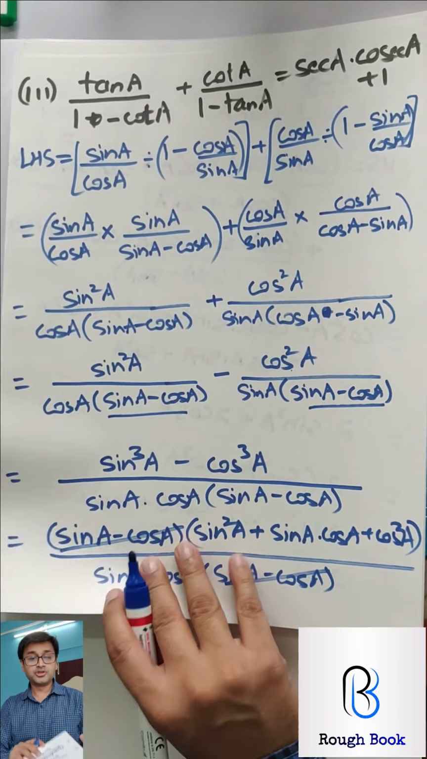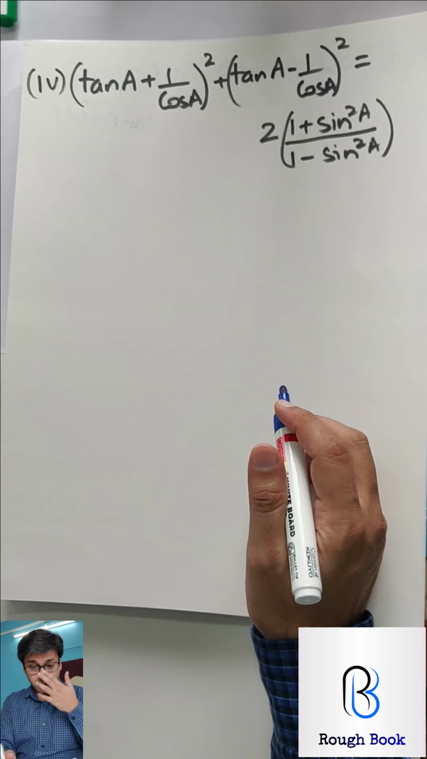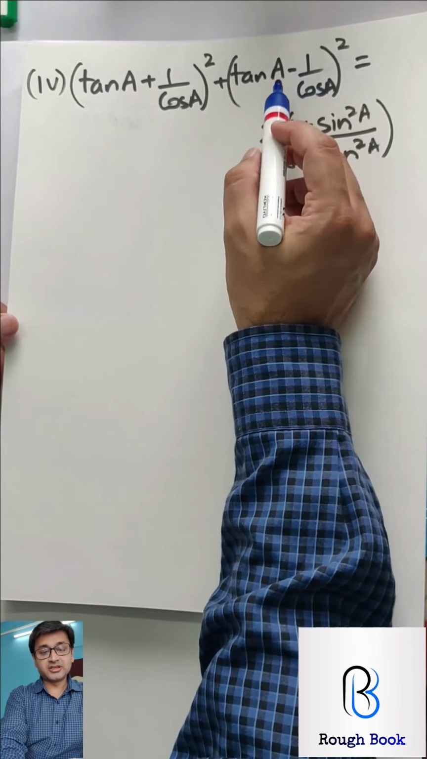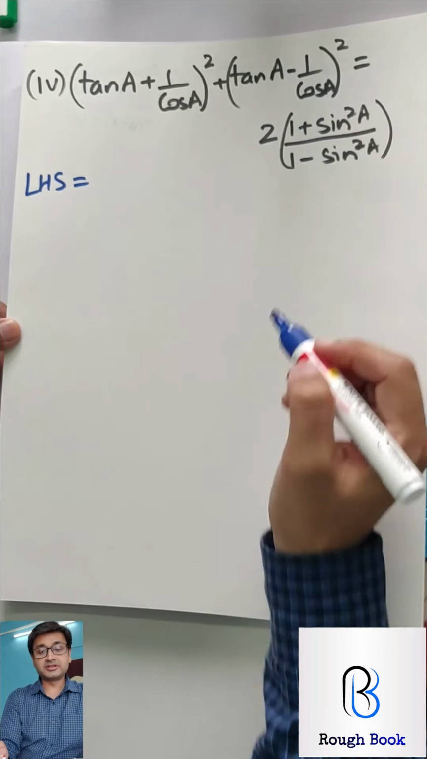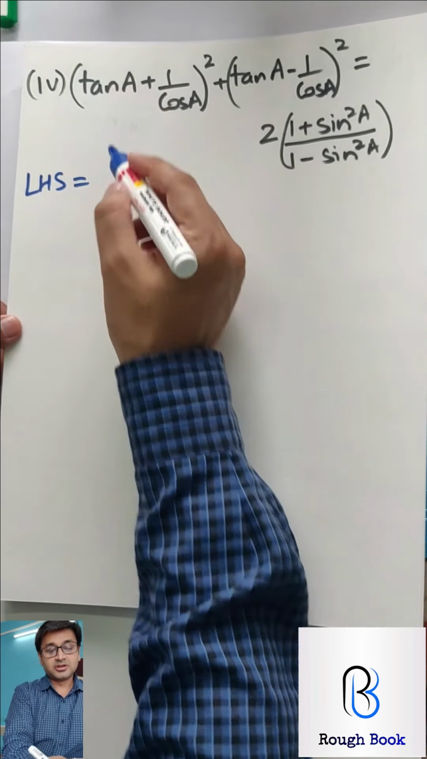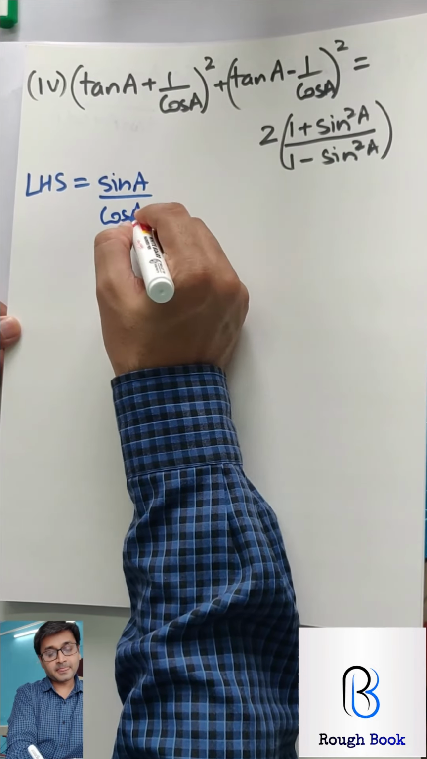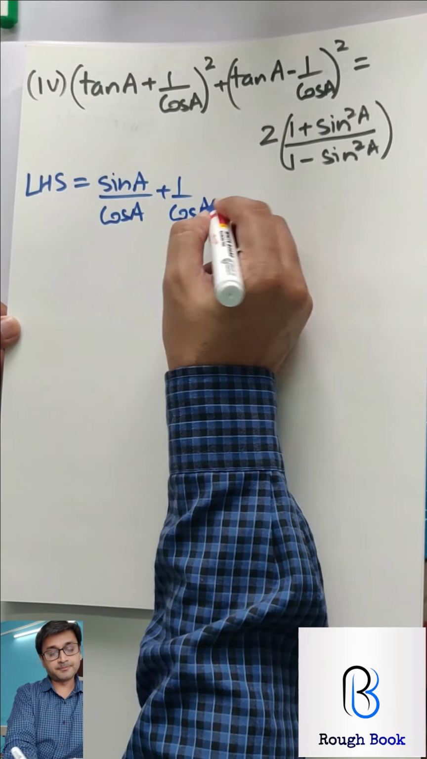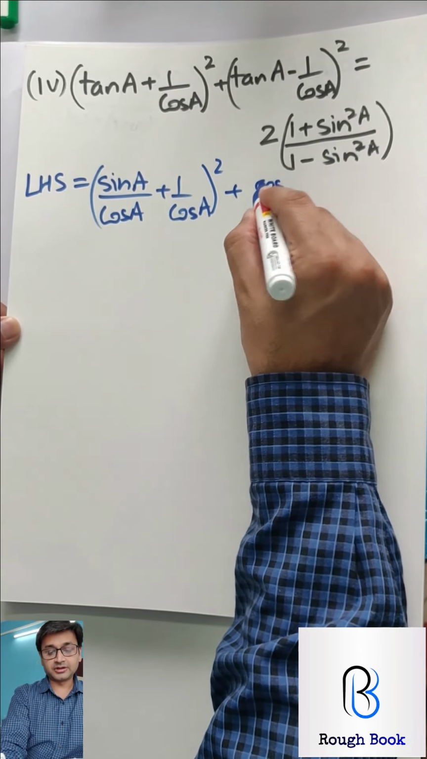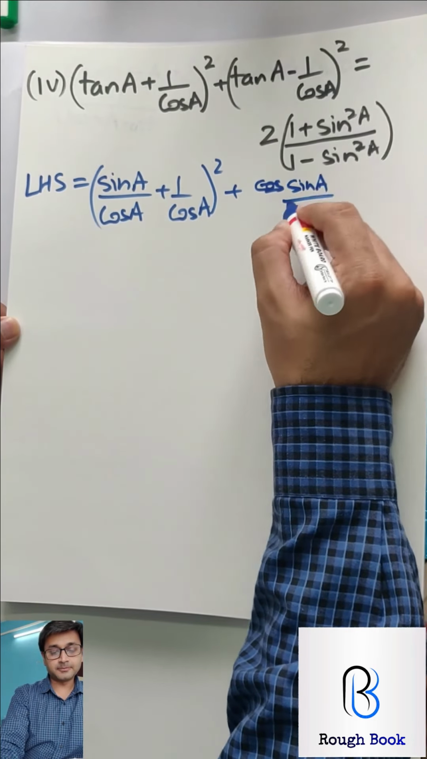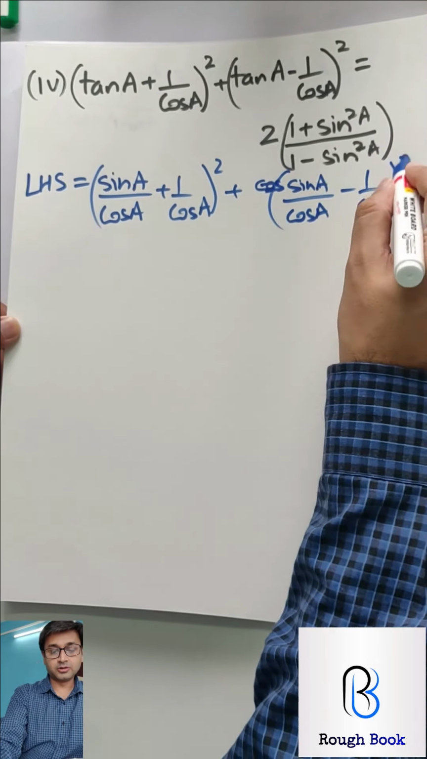Alright, I hope you enjoyed this question. Let's go to the next one, sum number 4. Okay, again take the LHS, convert everything into sin cos, and you will be able to reach somewhere close to this. Come on, try it. So tan, I'm writing it as sin A upon cos A plus 1 upon cos A the whole square plus sin A upon cos A again minus 1 upon cos A the whole square.